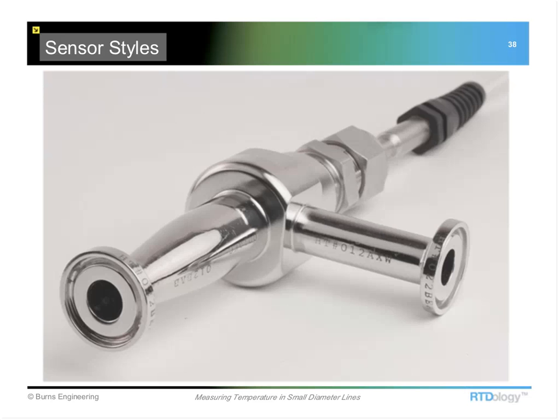Again, this is a typical sanitary elbow Thermowell for 1/2-inch diameter tubing, and it has the 1/2-inch tri-clamps for the process connections. And a spring-loaded sensor that fits into that well with an extension cable on it.